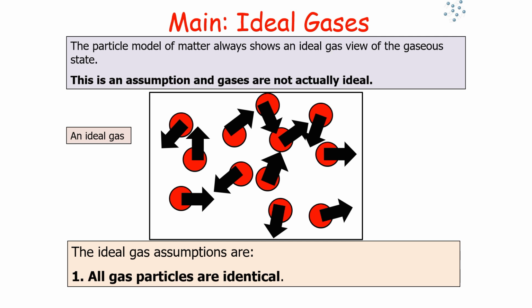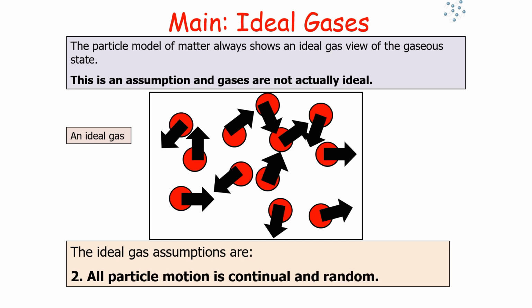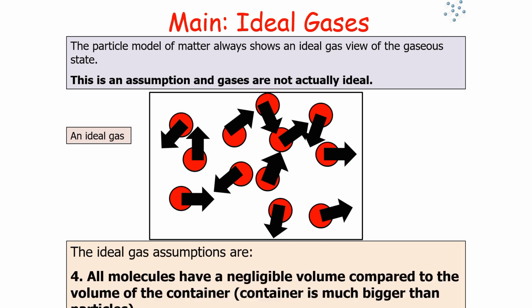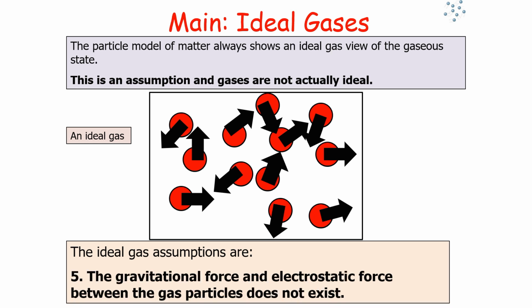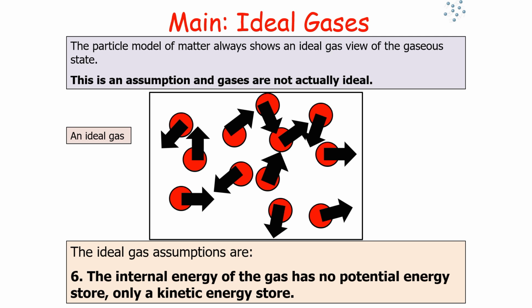Number 1, all gas particles are identical to each other. Number 2, all particle motion in a gas is continual and random. Number 3, all particle motion in a gas follows a straight line. Number 4, all molecules in a gas have a negligible volume compared to the volume of the container, i.e. the container that the gas is in is much bigger than the particles of the gas themselves. Assumption number 5 is that the gravitational force and the electrostatic force between gas particles does not exist. Number 6, the internal energy of a gas has no potential energy store, only a kinetic energy store.